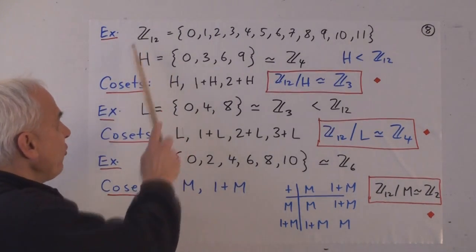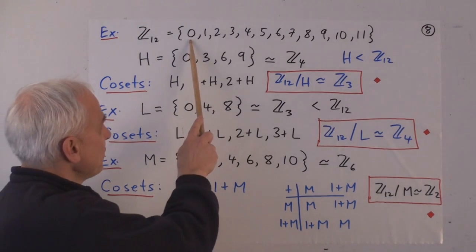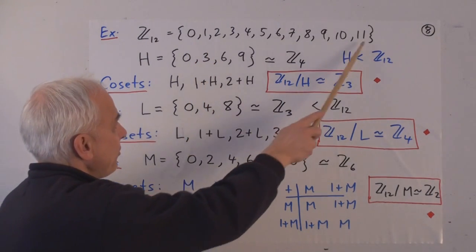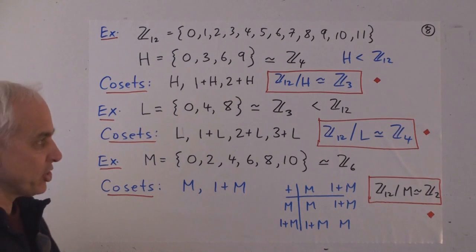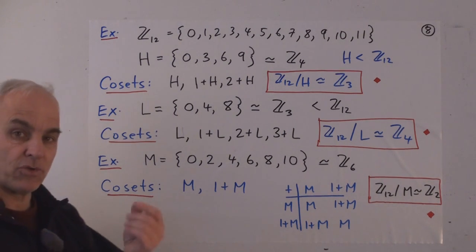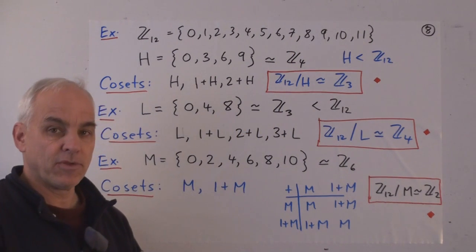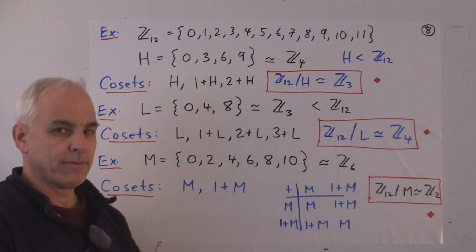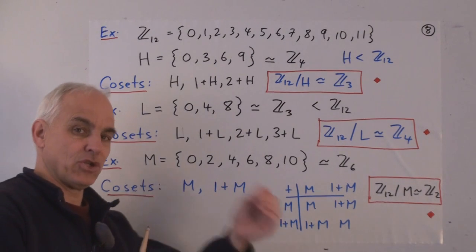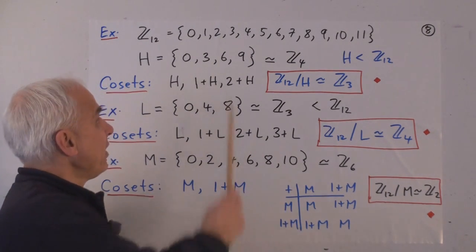We'll use this group Z12, so all the integers 0, 1, 2, up to 11. The operation is addition, addition modulo 12. So for example, 6 plus 7 is 1. Because 6 plus 7 is 13, but 13 mod 12 is the same as 1.